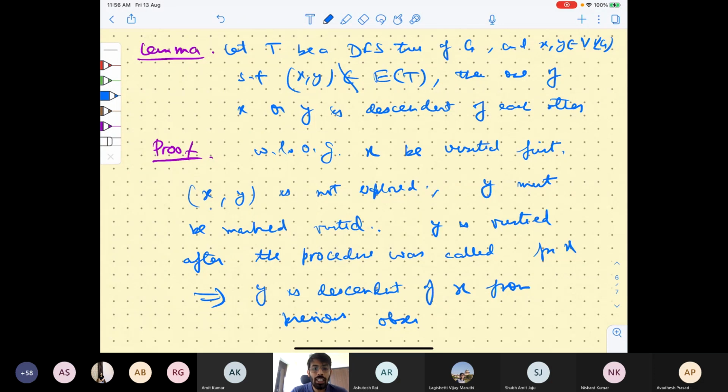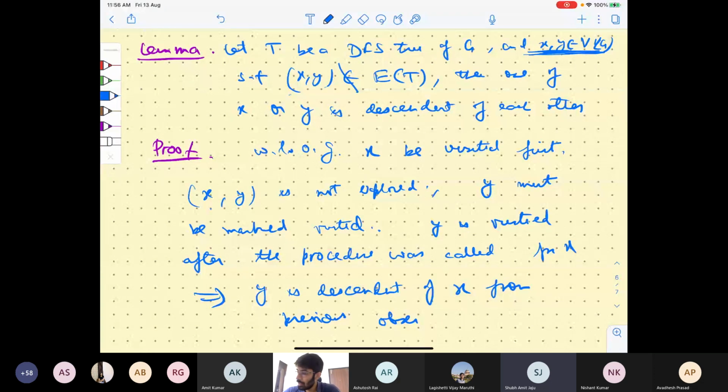Why is xy not a tree edge? Because then y must be visited, because if y is not visited, then xy has to be a tree edge. Now, why is y visited? Because it got visited in this call. Sir, was it not denoting that x comma y is an edge in the graph? Yes, that is there here, such that xy belongs to E_T.